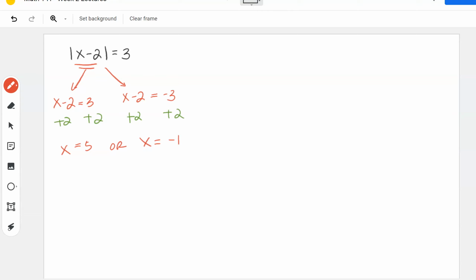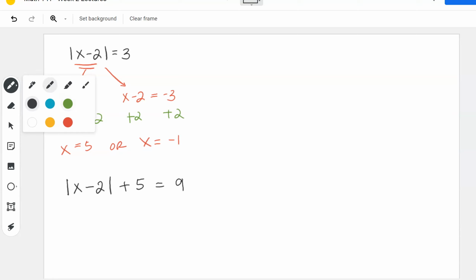All right. And if things get a little more complicated, hopefully you remember something like the absolute value of x minus 2, plus 5, is equal to, let's do 9. Hopefully you remember that in anything like this, before we start going into our algorithm for getting rid of an absolute value sign, we've got to isolate the absolute value first. So in a question like this, you'd want to subtract the 5 first.